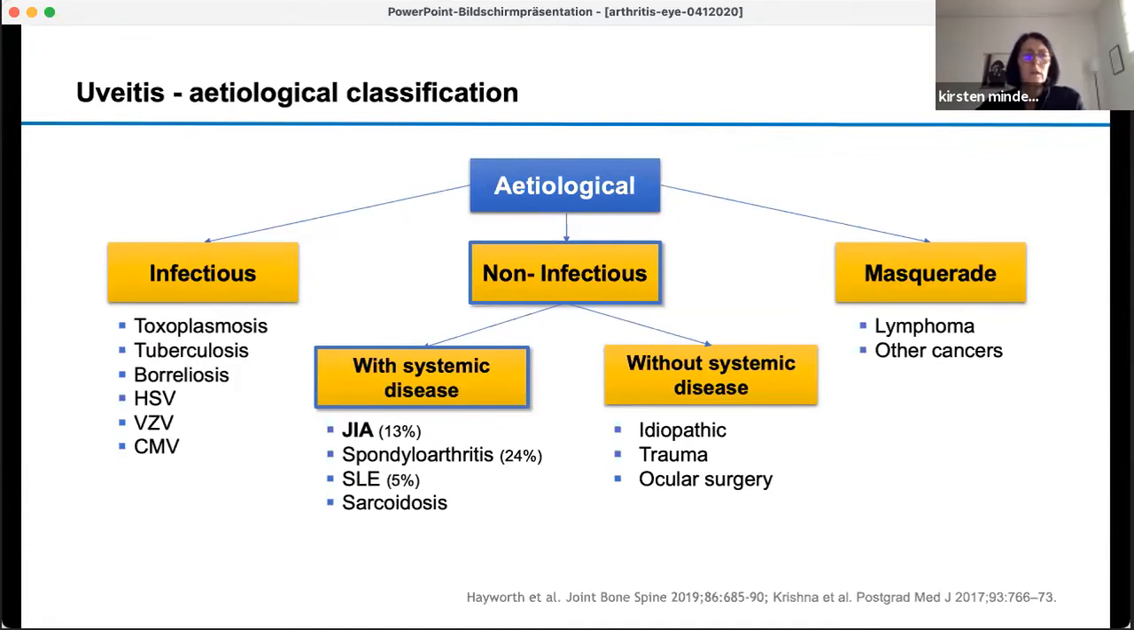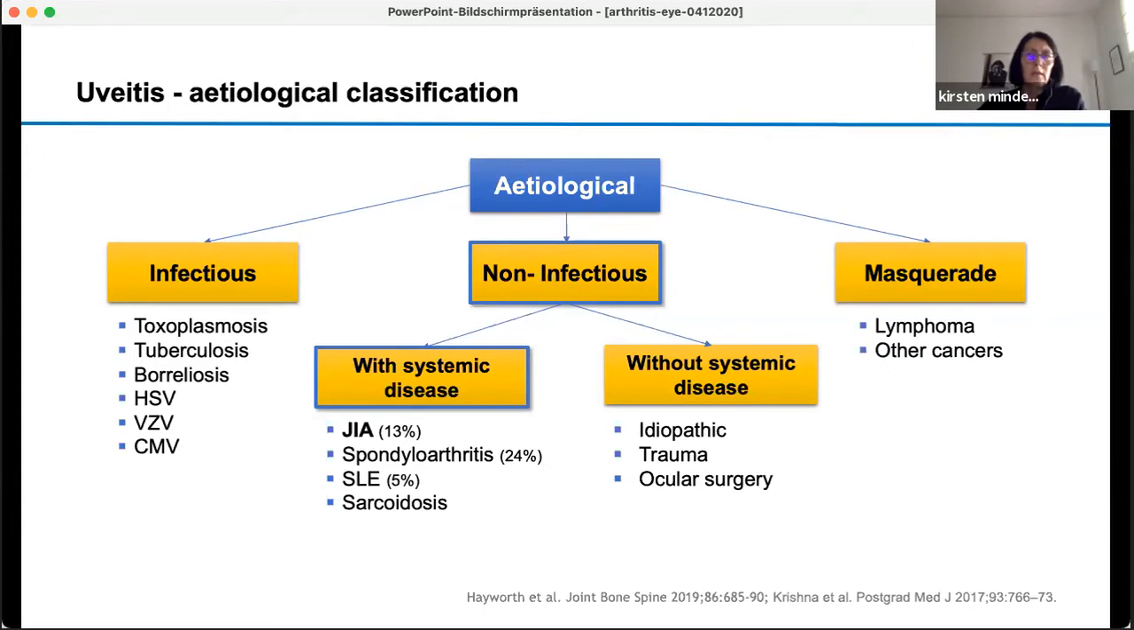There are many causes, infectious, non-infectious, and masked causes, but in Europe, in developed countries, the most common form of uveitis in children is non-infectious, occurring in about 80% of cases. And the non-infectious uveitis is very often associated with an immune-mediated systemic disease. According to a recent meta-analysis, uveitis occurs in 13% of cases with juvenile idiopathic arthritis, and 24% with spondyloarthritis, and less frequently in connective tissue diseases.